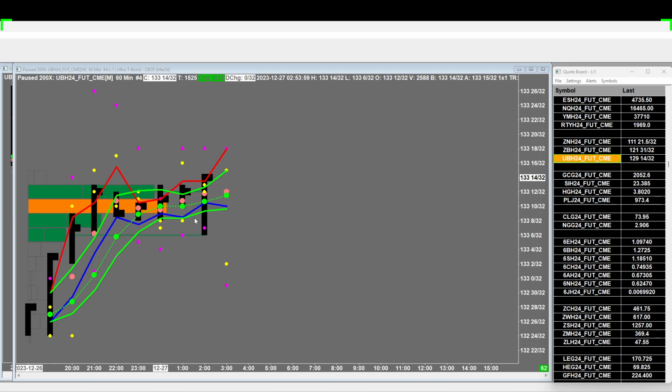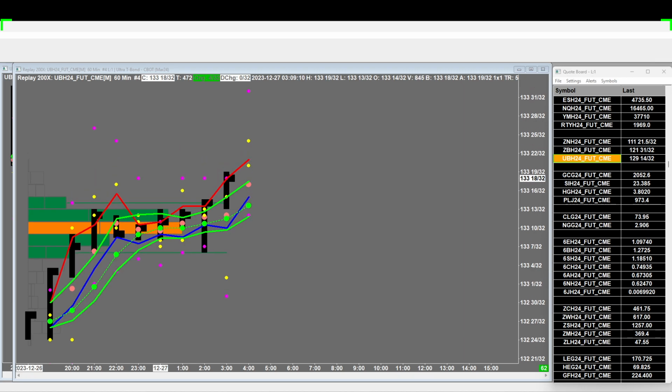What does this tell us? It tells us that as we're pushing higher, the point of control is rotating higher. That tells us that we've got aggressive buying and we're accepting higher prices, right? Let's go ahead, play this. Okay, so now this is what's really, really important.